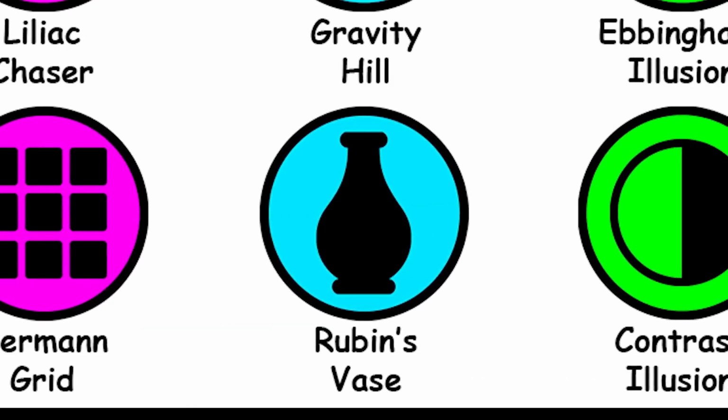Mueller-Lyer effect. This is pretty famous, but also pretty effective. The 2 lines are actually the same length. Hermann grid illusion. Ghost-like gray blobs seem to appear in the white intersections, but only if you don't directly look at them. Rubens vase. Is this a vase, or are they 2 faces looking at each other?